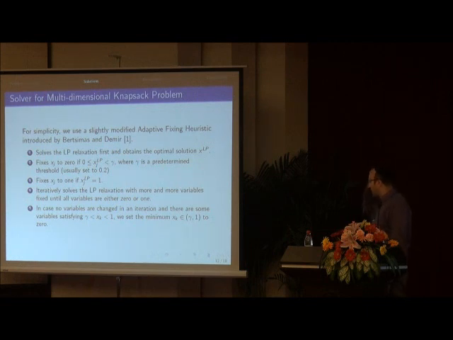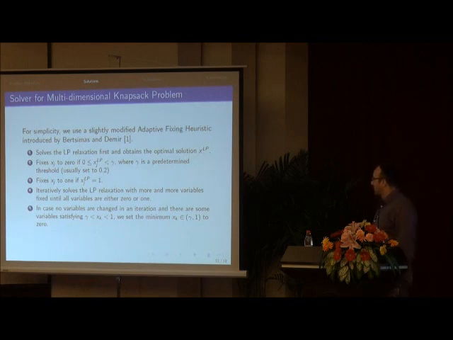They solve the linear program relaxation first and obtain the optimal solution vector x for the linear program. Then they fix the xj element to 0 if it is between 0 and a predefined gamma, which is usually set to 0.2, and they fix the xj to 1 if the xj element in the vector is 1.